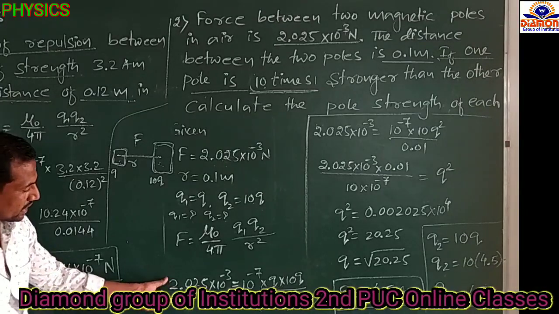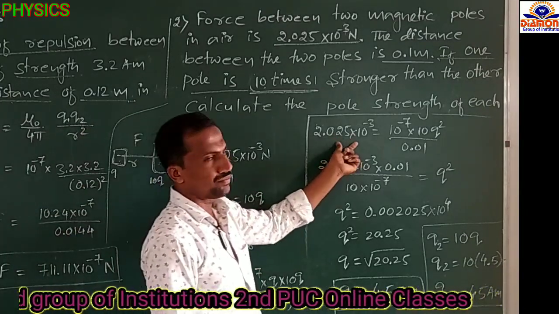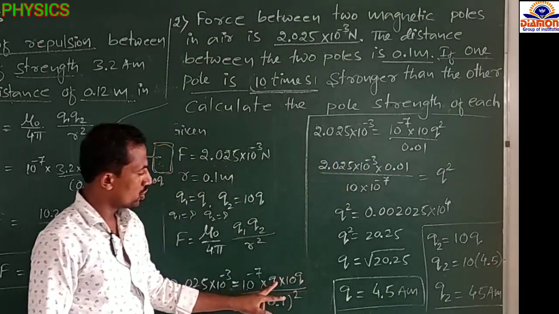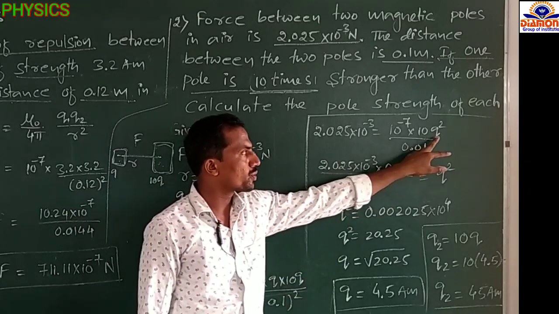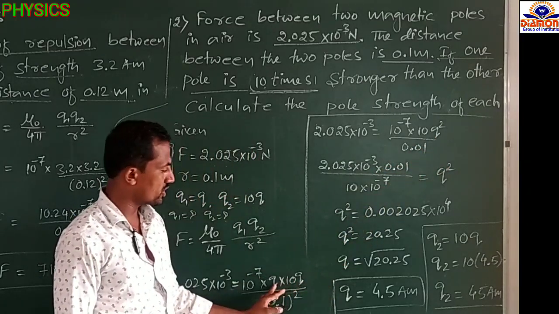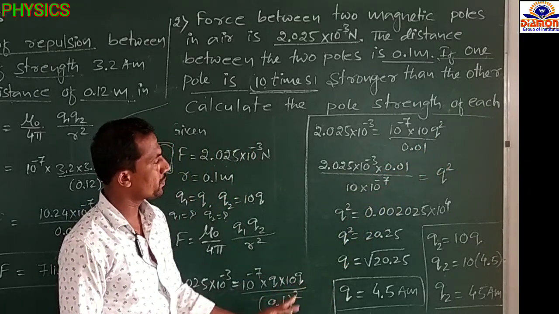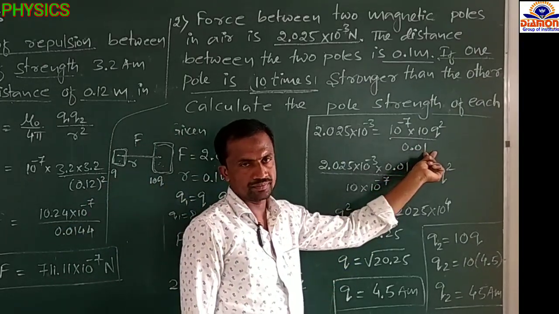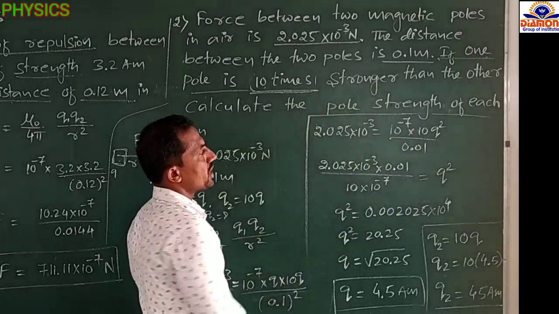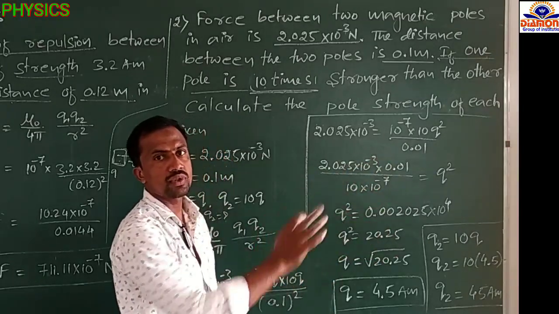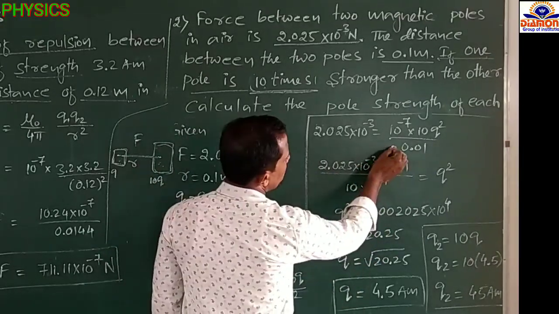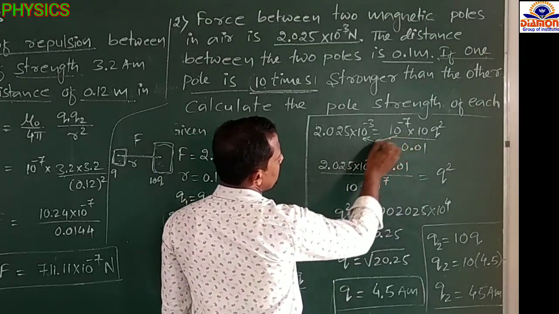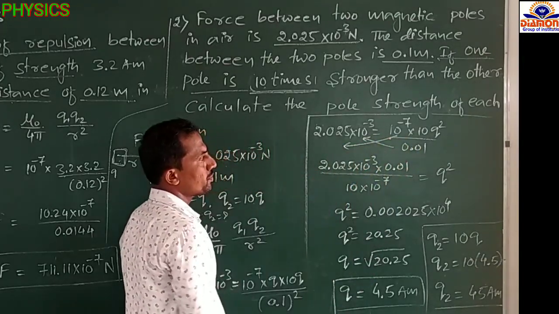Then next, this value is kept as it is, 10 to the power of minus 7 is also as it is. Q into Q is Q square, this 10 is as it is. Q into 10Q means 10Q square. 0.1 square is 0.01. Next, we are exchanging the terms. Take this 0.01 to this side and 10 into 10 to the power of minus 7 to this side.